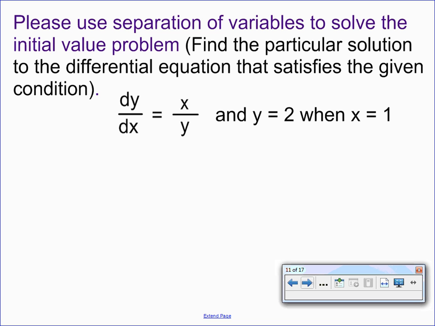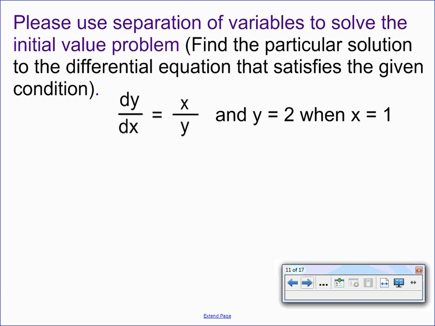So first up, dy/dx equals x over y. And we're told that y equals 2 when x equals 1. So let's go ahead and first, right, separate the variables, find a general solution, and then plug in our initial condition, our initial value, and that'll help us figure out then what my unknown constants are. All right, so here we go. dy/dx equals x over y.